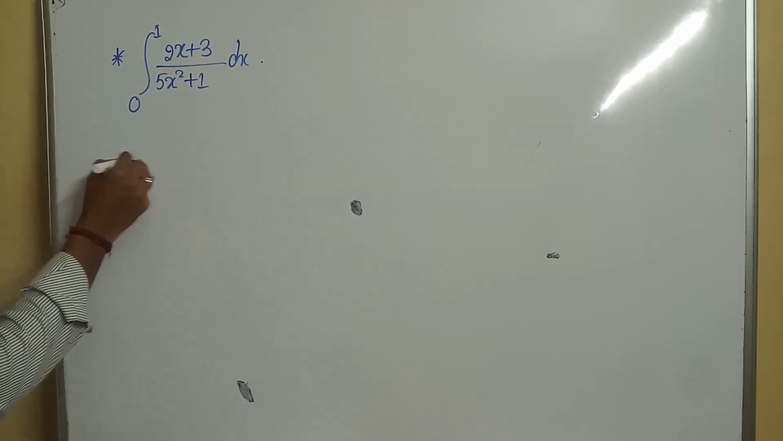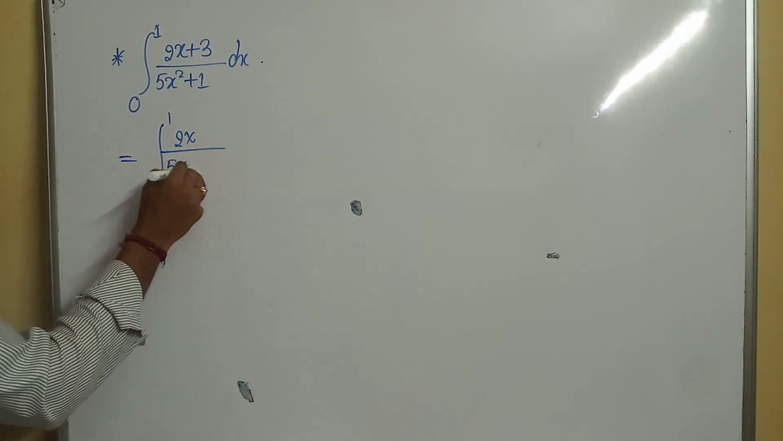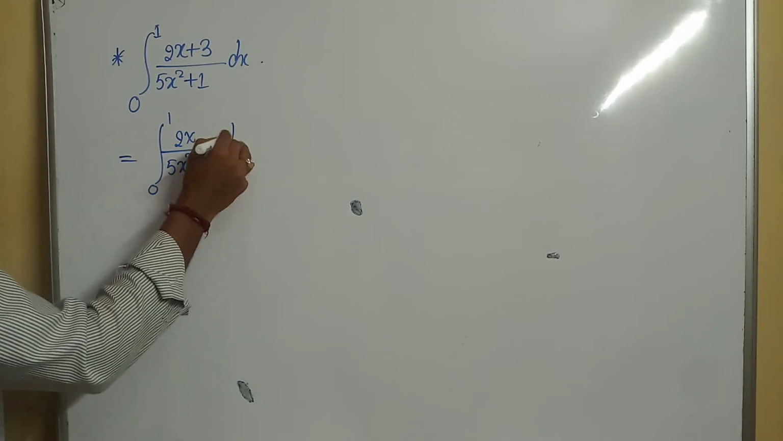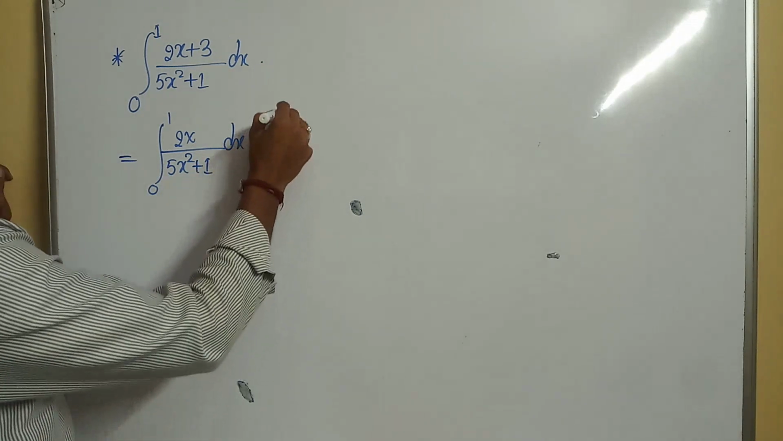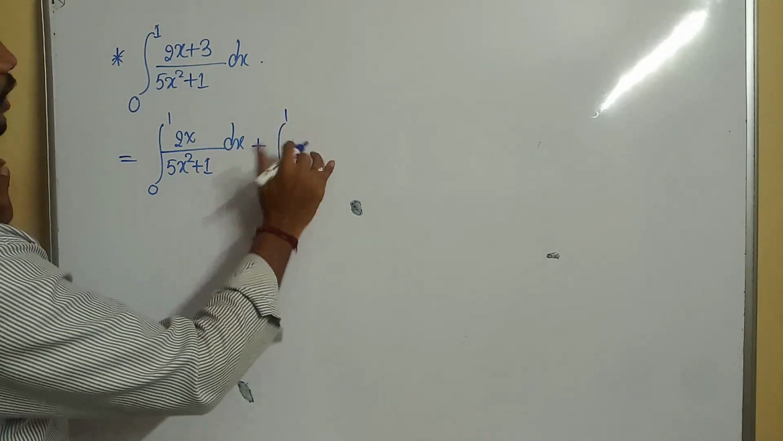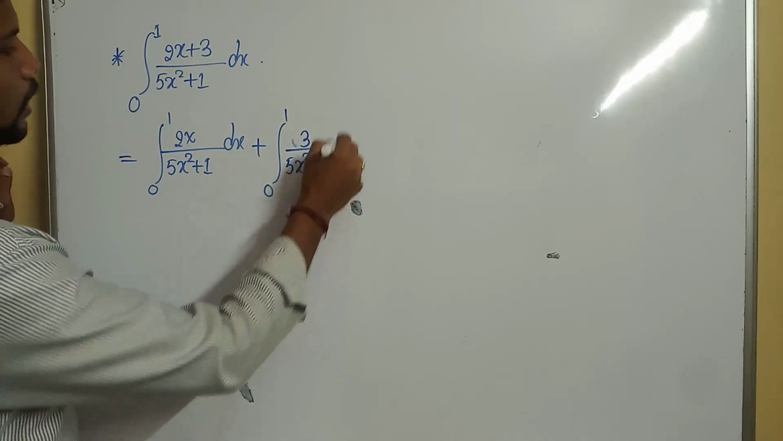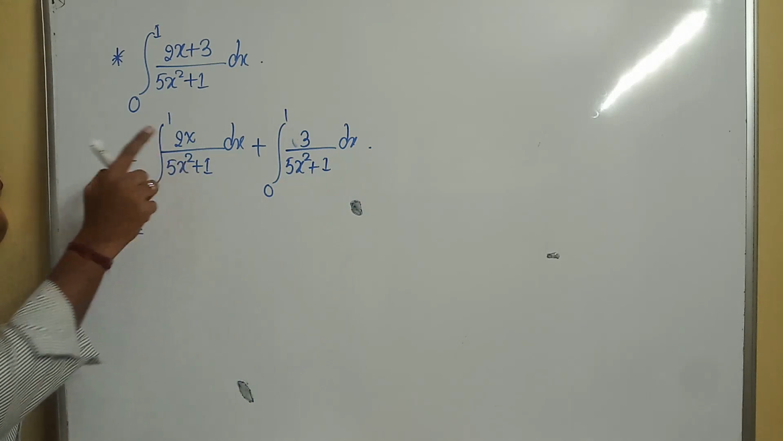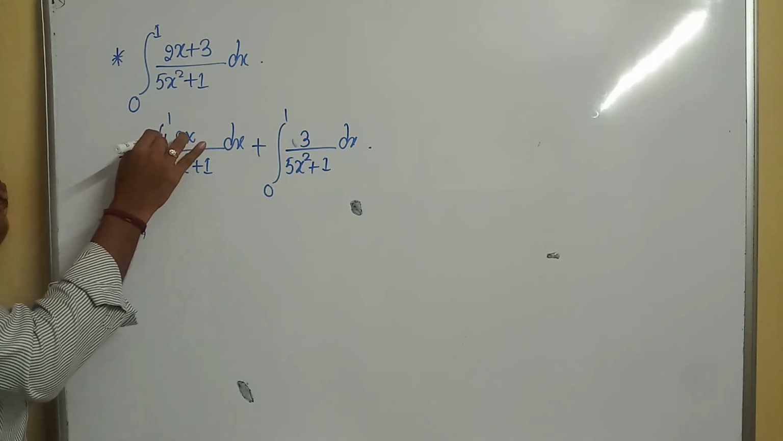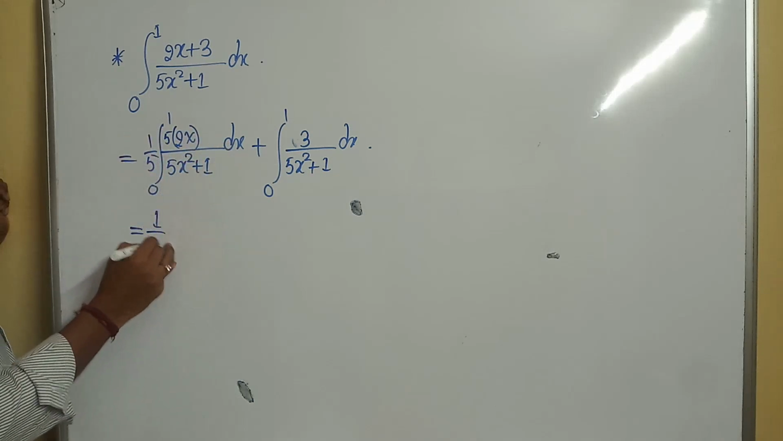We can write the given problem as integral 0 to 1, 2x divided by 5x square plus 1 into dx, got it, plus integral of 0 to 1, 3 divided by 5x square plus 1 into dx. Got it? Now what is 5x square derivative? It is 10x. I require 5 in the numerator. Okay, multiplying 5, dividing 5, it will be 1 by 5.